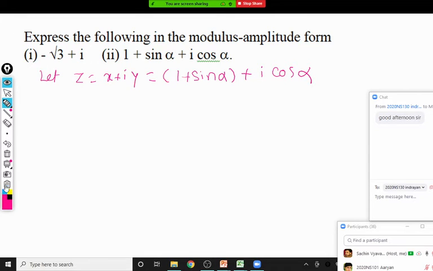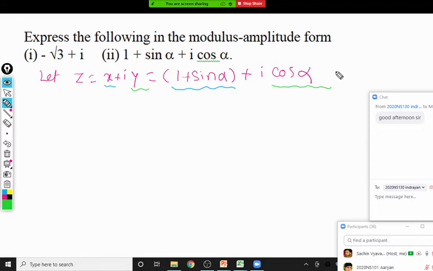So this is the value of x, and y is here. Sir, in between the video, your voice doesn't come. Yes, because I shifted from mobile network to the Wi-Fi. Okay, so that may happen.